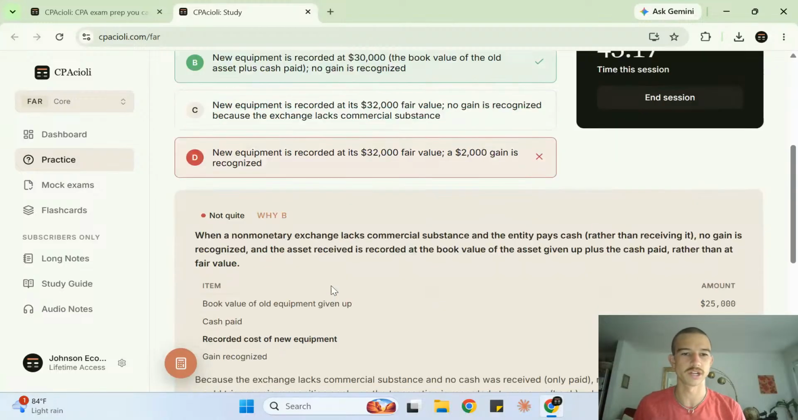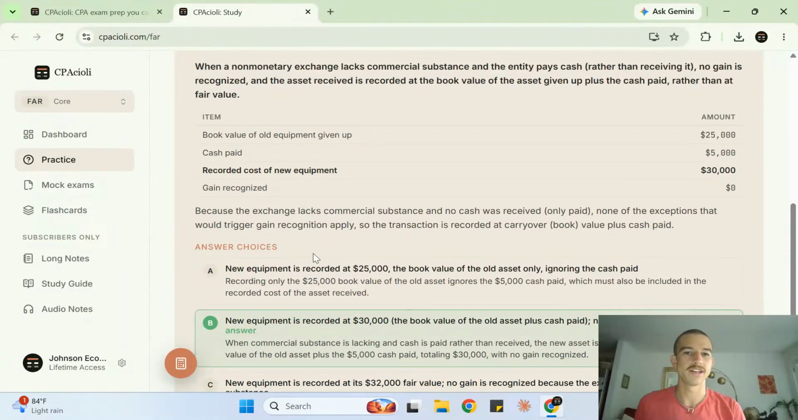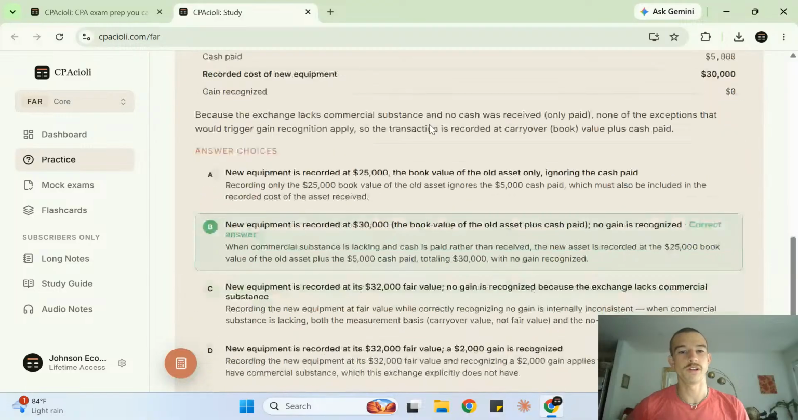No gain is recognized. When a non-monetary exchange lacks commercial substance and the entity pays cash rather than receiving it, no gain is recognized. And the asset received is recorded at the book value of the asset given up plus the cash paid rather than at fair value.